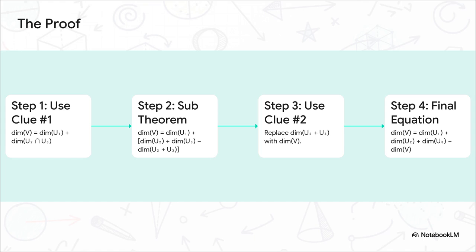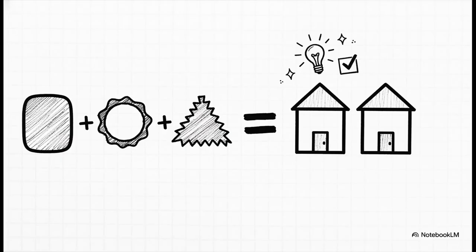And now look at what we've got. The final equation says the size of the house equals the size of all 3 rooms added together, minus the size of the house. Now that is a weird-looking statement, but trust me, we're just 1 step away. And here's the final move. All we have to do is a tiny bit of algebra.